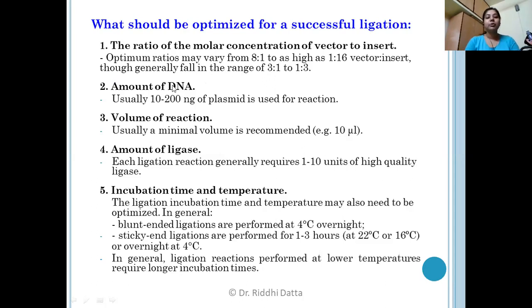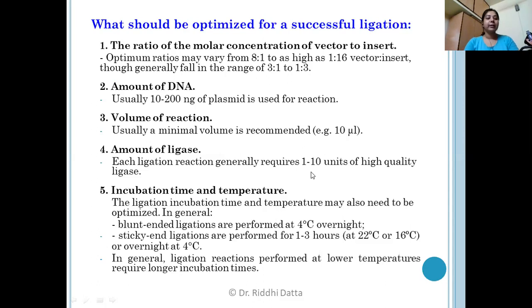Next, we must use 10 to 200 nanogram of plasmid. If we use more than that, ligation efficiency is minimized. The volume of reaction is usually 10 microliter and we do not alter it. And the fourth one is the amount of ligase. We start with 1 unit and then we can increase this amount up to 10 units according to the quality of the ligase, of course.